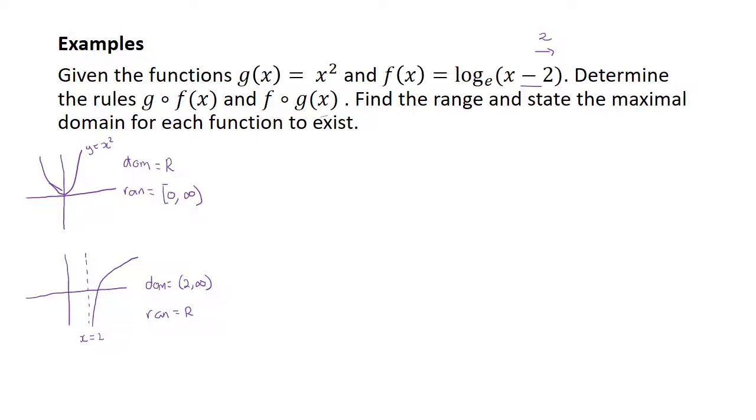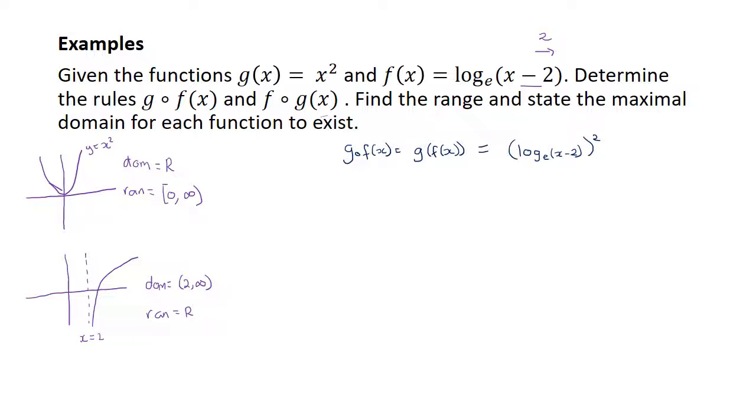Now we're ready to start our flowchart to see along the way what happens in each case. If I want to find the composite function g of f of x, f of x is my inside function. The composite function I'm finding, g of x is my outside function, something squared. The inside function is this bit here. Now we want to state the maximal domain for each function to exist.